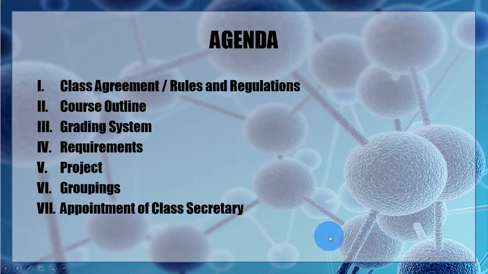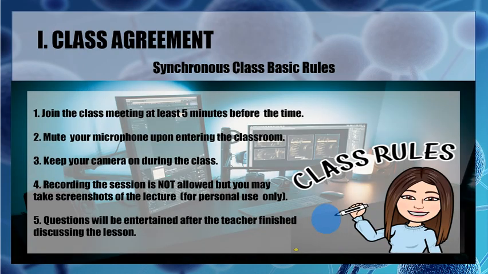For the first agenda, which is the class agreement, these are the synchronous class basic rules. You have to join the class meeting at least 5 minutes before the time. I'm going to post the link in the Google Classroom or enable the Gmeet link ahead of time, probably an hour or 30 minutes before, so that you can get inside the class even if I'm not yet there. Just to be sure, please be in our Gmeet at least 5 minutes before the time.